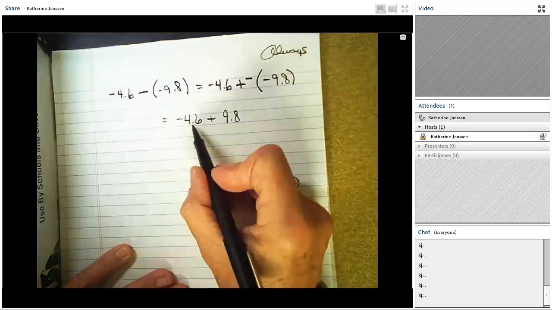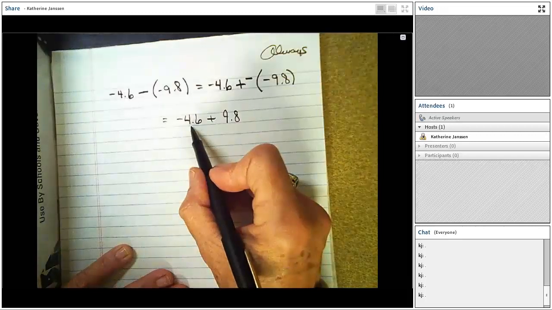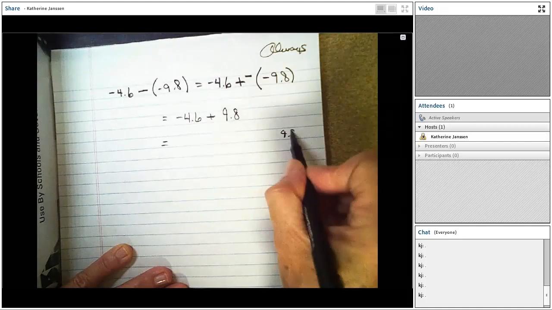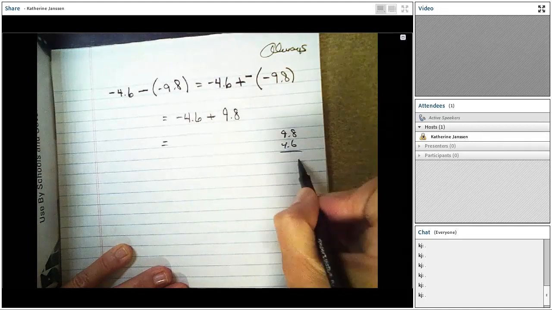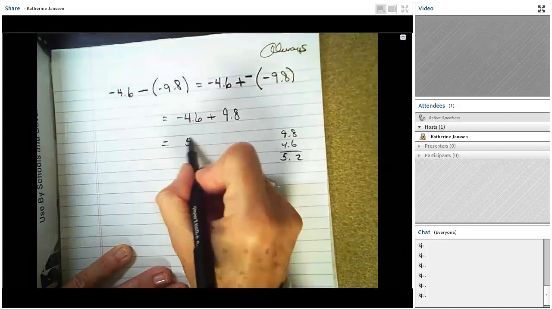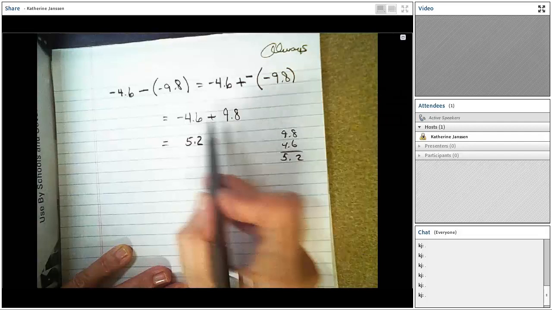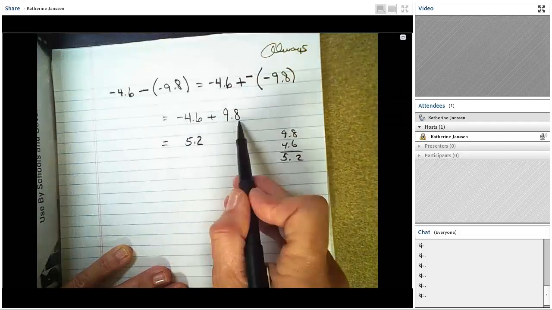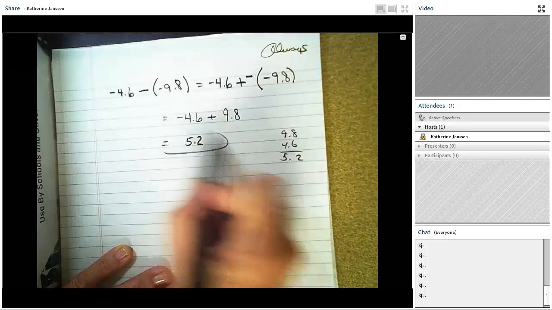Once again, I subtract the smaller absolute value from the larger absolute value, and get 5.2, and then I fix my sign. I keep the sign whose absolute value is the larger, and 9.8 is positive. So my answer is 5.2.